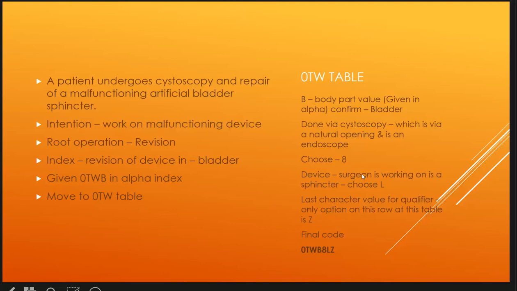The next character value is either going to be for a device left in the patient or a device that the surgeon is working on in this surgical setting, and that's true. If there is a device already there when the surgeon gets to that location, which is this malfunctioning bladder sphincter, we're going to reflect that and choose the character value of L. The last character value is for qualifier. There's no option other than Z on our table in our row, so we must choose Z. And we end up with the code of 0TWB8LZ.